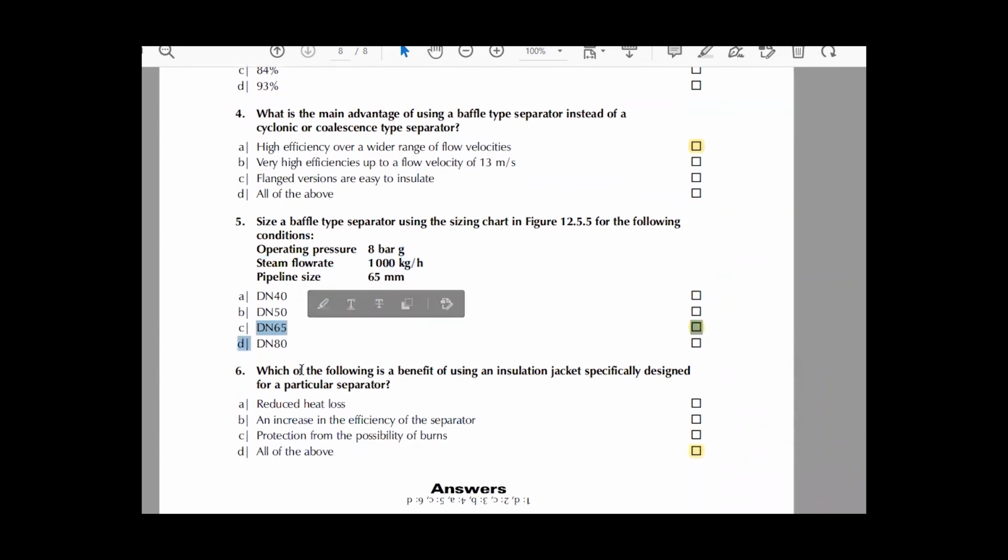Which of the following is a benefit of using an insulation jacket? Reduce heat loss, increase efficiency of the separator, protection from the possibility of burns.